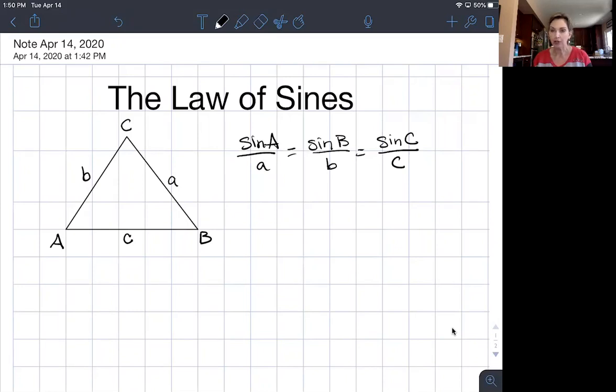What you need to know to use the law of sines is, from the triangle that you're solving for, you need to know three pieces of information to be able to solve for a fourth piece of information.